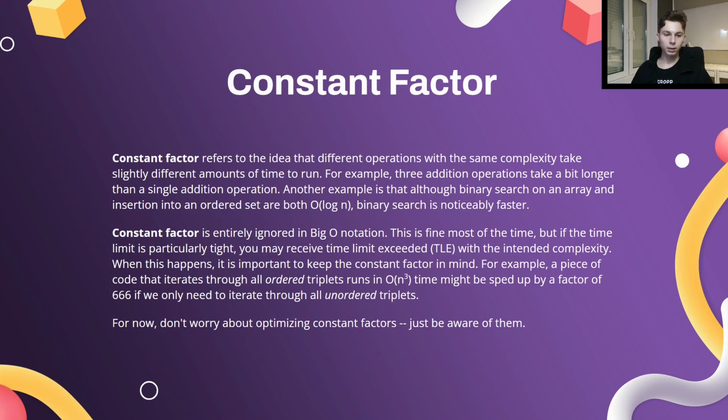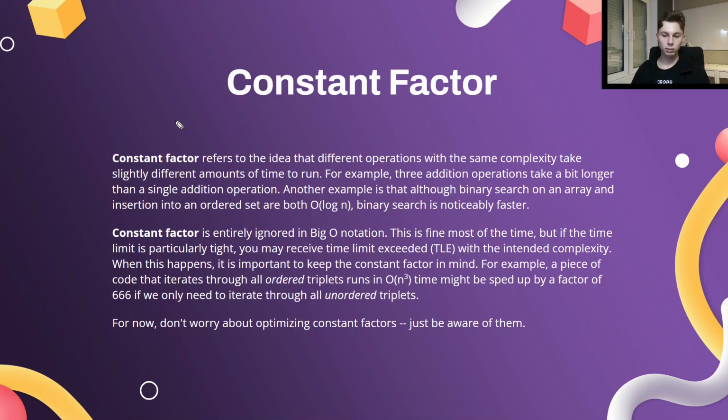Constant factor. Constant factor refers to the idea that different operations with the same complexity take slightly different amounts of time to run. For example, 3 addition operations take a bit longer than a single addition operation. Another example is that although binary search on an array and insertion into an unordered set are both log of n, binary search is noticeably faster. Constant factor is entirely ignored in big O notation.